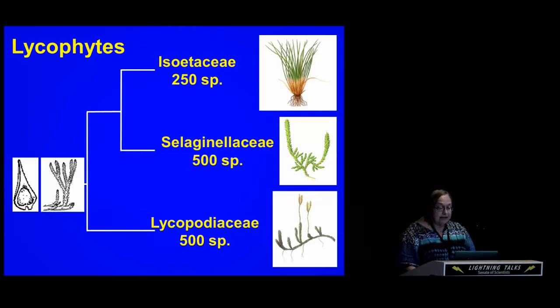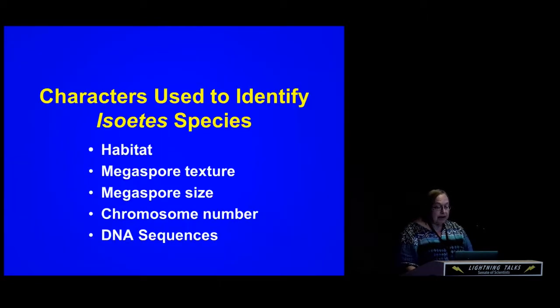And you can see from the picture of the Isoetaceae, which is what we're concentrating on, that they have a fairly simple morphology and in fact sort of resemble grass, although that's not true of the micromorphology. So in order to identify Isoetaceae species, people have used habitat, megaspore texture, megaspore size, chromosome number, and DNA sequences.